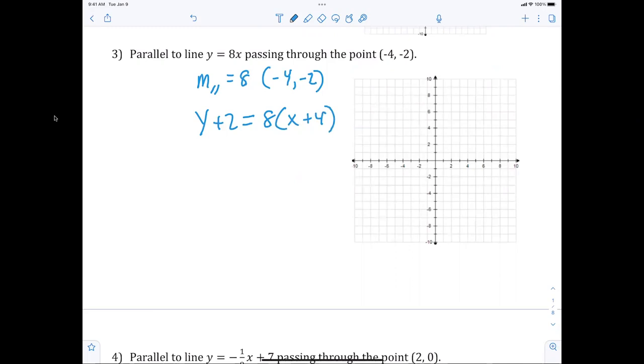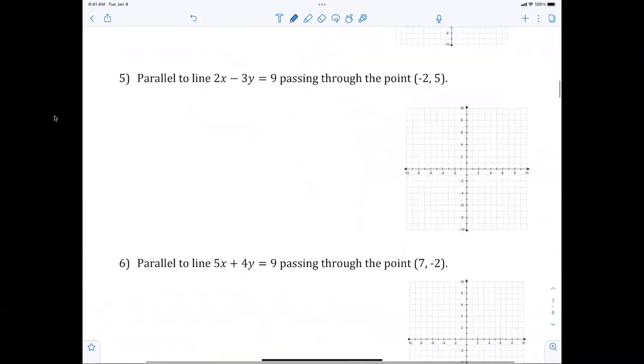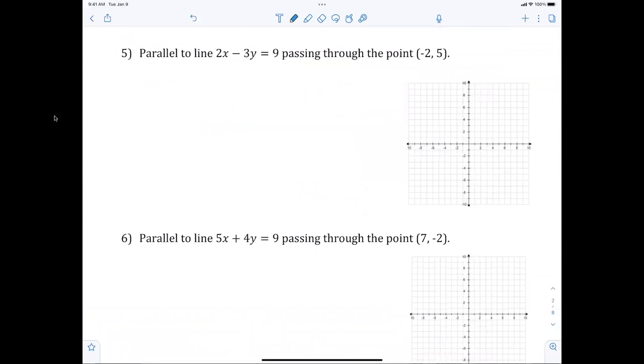That's all there is. Now we're going to skip down to question number 5. Explain to me why question number 5 is a little bit harder. Because it's in standard form. Yeah, it's in standard form. So we need to convert it to slope intercept. The reason we convert to slope intercept is because we need the slope. So everyone convert that real quick and then tell me what your answer is.